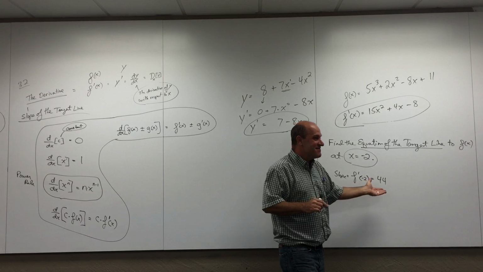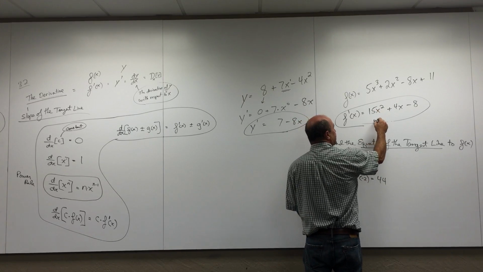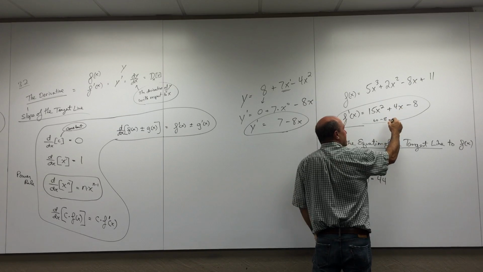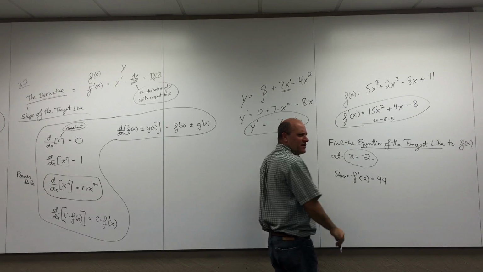You got something different? Well, let me think. That's 4 times 15. That's 60 minus 8. Yeah. Okay, cool. 44. Hey, what else do I need?